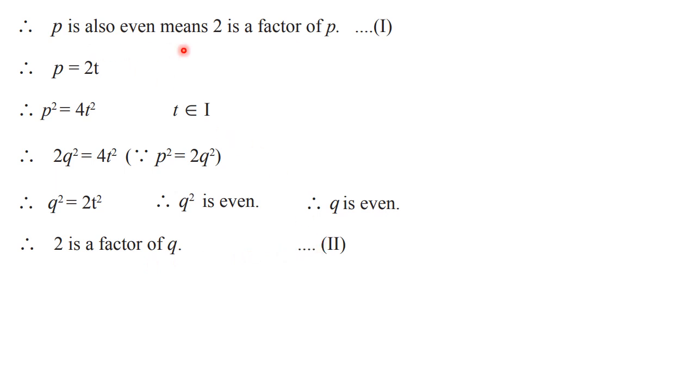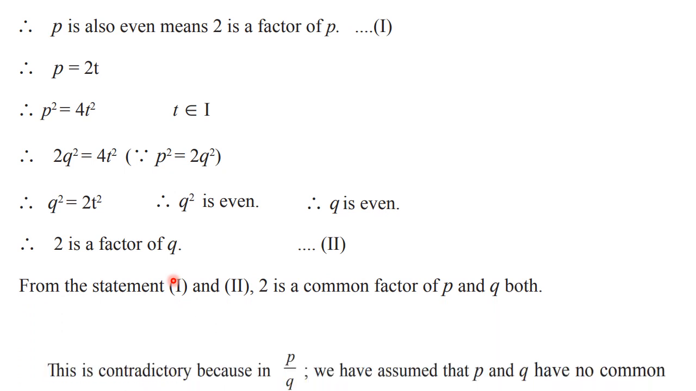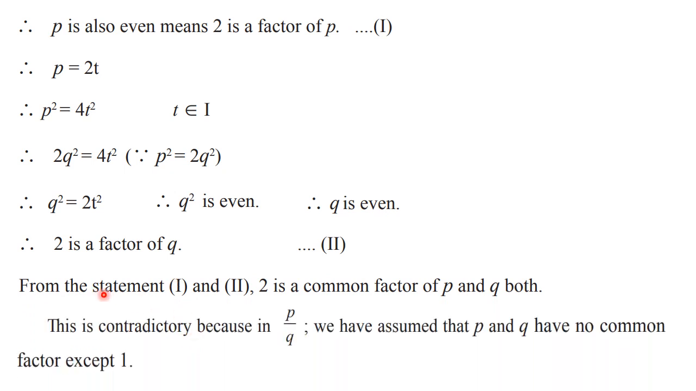So for p we got 2 as a factor, and also for q we got 2 as a factor. But what we stated in the beginning is that p and q don't have a common factor other than 1. Here we got 2 as a common factor, so this is contradictory to what we have seen in the beginning. From 1 and 2 we can say that 2 is a common factor of p and q both. This is contradictory because in the beginning we assumed that p and q have no common factor except 1. So why did this contradiction arise?